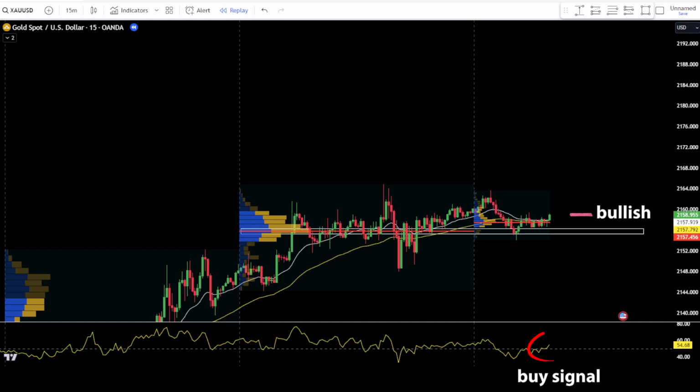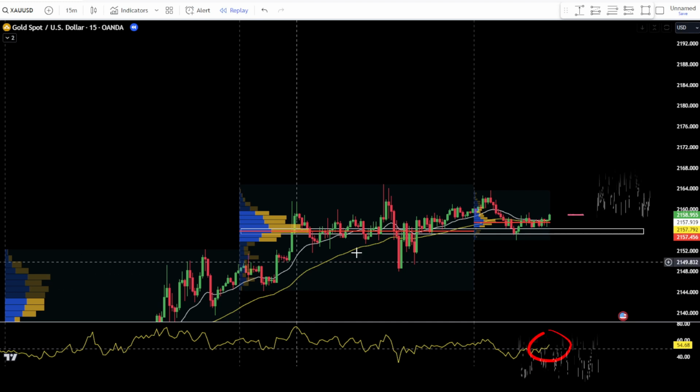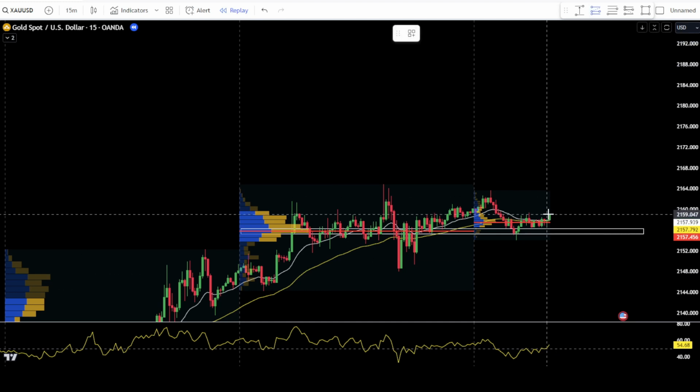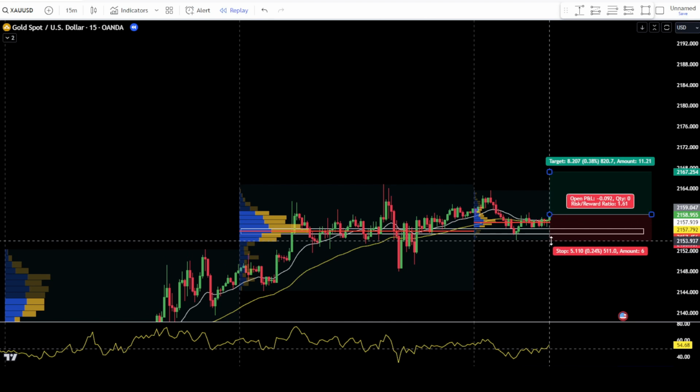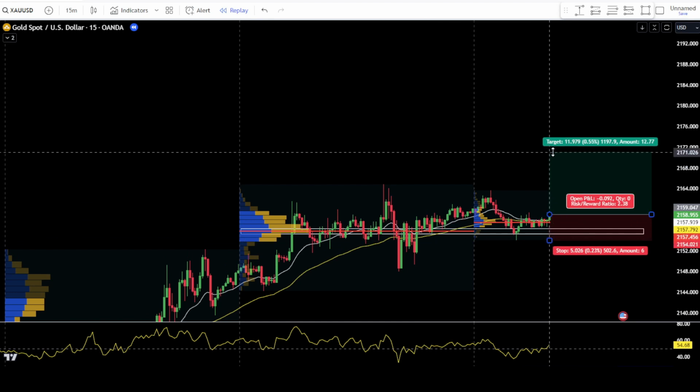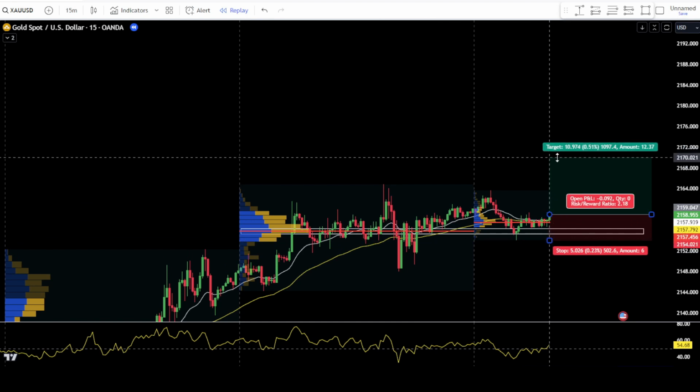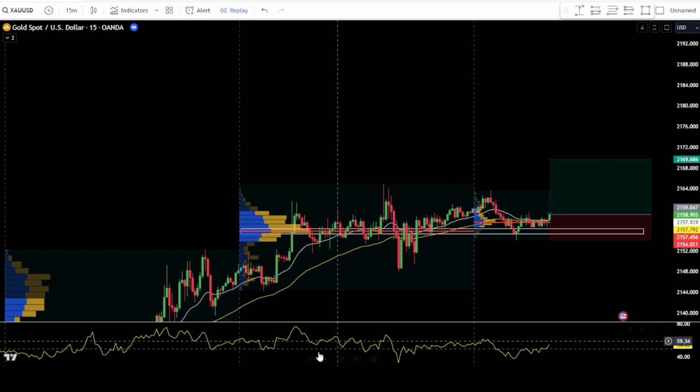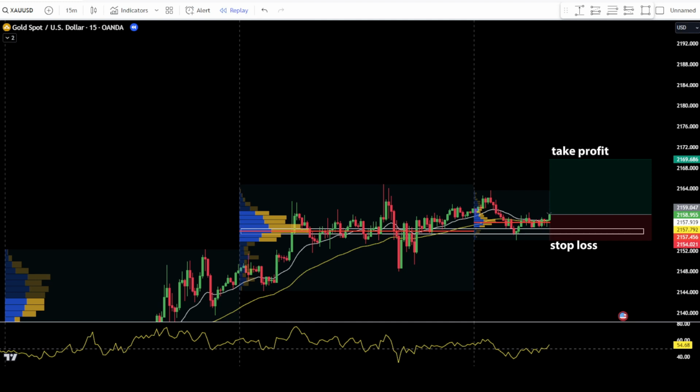8. As a final confirmation, when the buy signal from the RSI appears, ensure that the formed candlestick is bullish. 9. If all conditions are met, you can place a buy order after the bullish candlestick is closed. 10. Place a stop loss at the recent swing low. 11. Use a target take profit with a risk and reward ratio of 1 to 2.